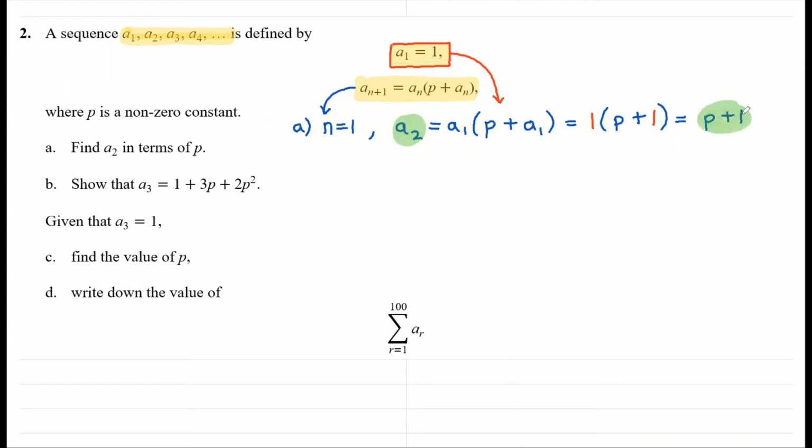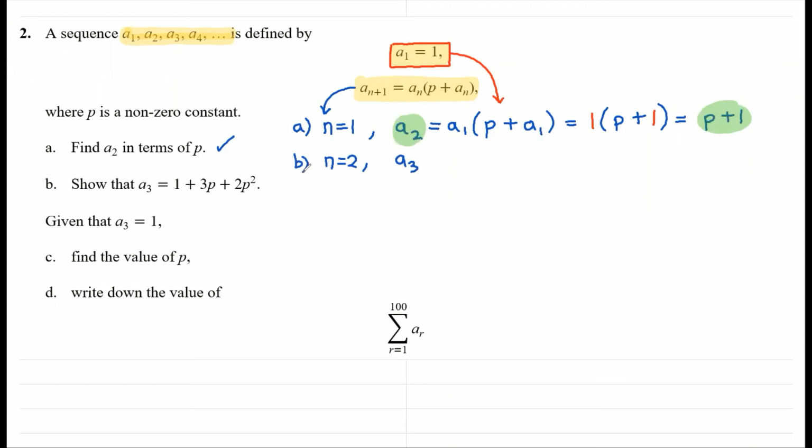So as you can see, this is problem solving. We don't have an explicit value. We've got it as a linear expression. And we'll have to find P later on. Okay, let's just carry on with that. So let's substitute in the next natural number. So n equals 2. Now that's going to generate A3 for us, isn't it? Okay, so I've done part A. I've found A2 in terms of P. That's just P plus 1. So I'm now on to part B.